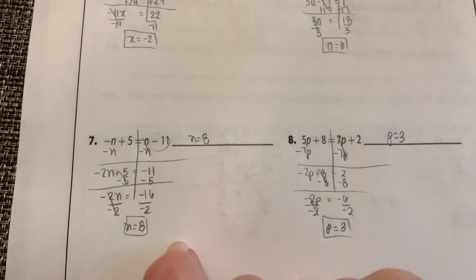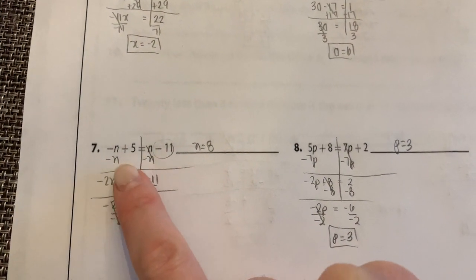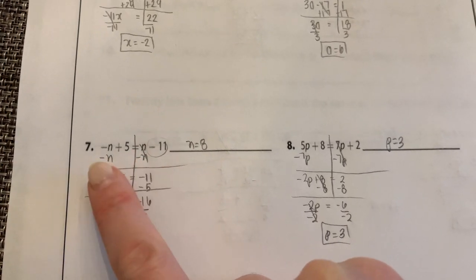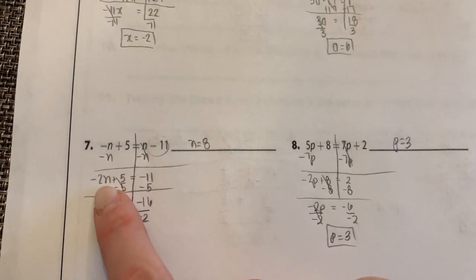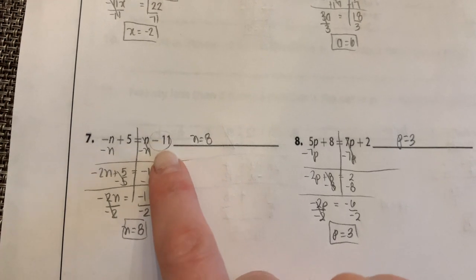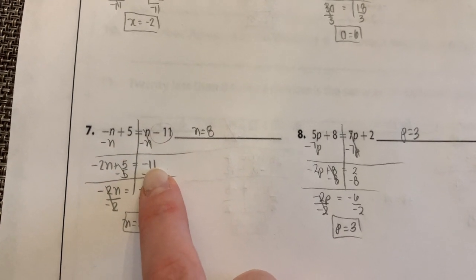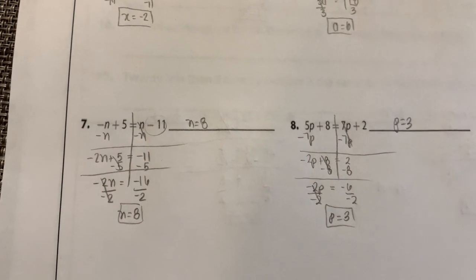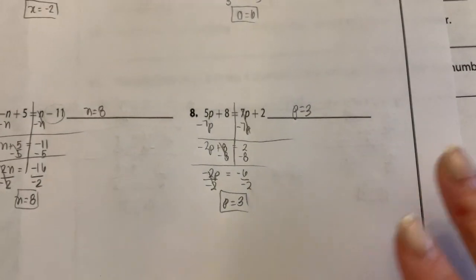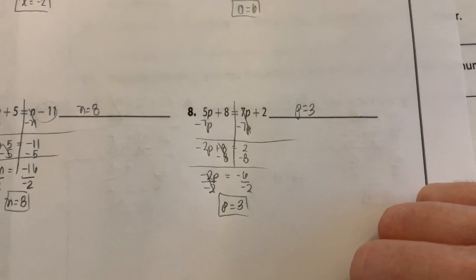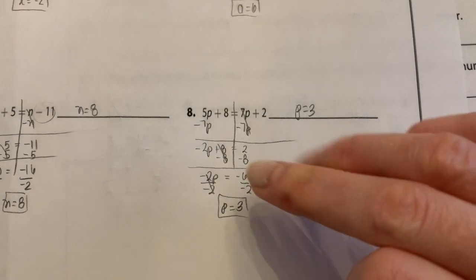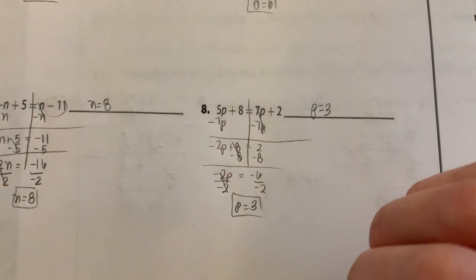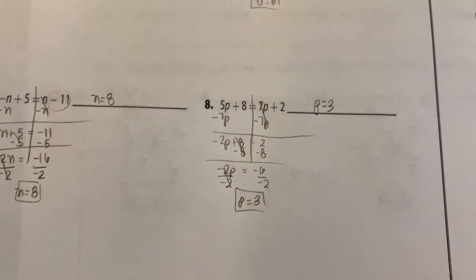Number 7, got to be careful with negatives again. Subtract n, and this gives you negative 2n. And then you have to remember to bring that negative in front of the 11 down. So when you solve it, you get n equals 8. And then finally, number 8 was a little simpler. You do have a negative variable, but it's nothing crazy. So you end up with p equals 3.